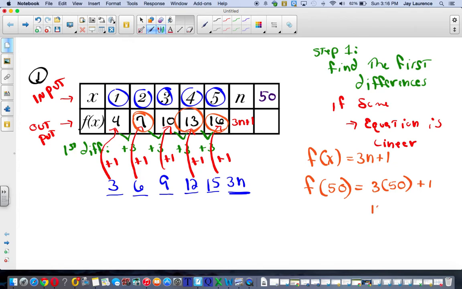So 3 times 50 is 150 plus 1, 151. There you go. And this is a linear function. And again, we'll define function later. We're going to really get comfortable using the words.